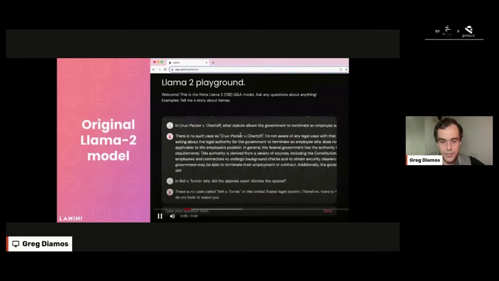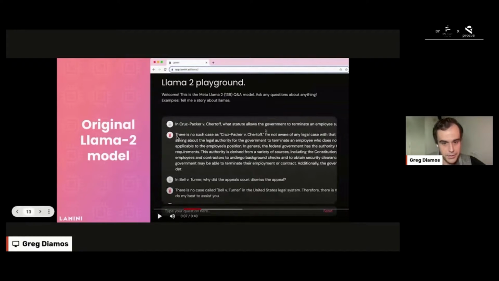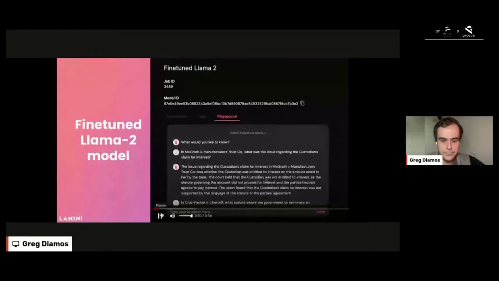So remember, this was the original Llama. So it answers these questions like, oh, there is no such case. But what happens for the fine-tuned model? What would you like to know? What was the issue regarding the custodian's claim in McGrath versus Manufacturer's Trust? And so the issue was whether the custodian was entitled to interest on the amount owed by the bank. So it actually understands the content in the court cases now and can answer very specific factual questions about the information that's in the data set. So we've essentially downloaded this information into the language model.